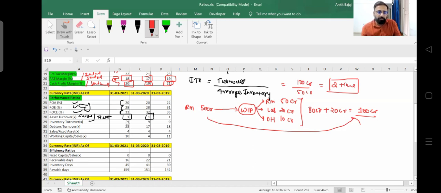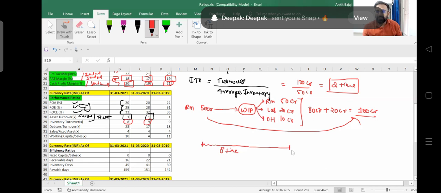The inventory turnover ratio of this Dabur Limited is quite good. It shows that they are able to convert their inventory into finished goods 8 times in a year. They are able to convert their raw material into finished goods 8 times in a year.